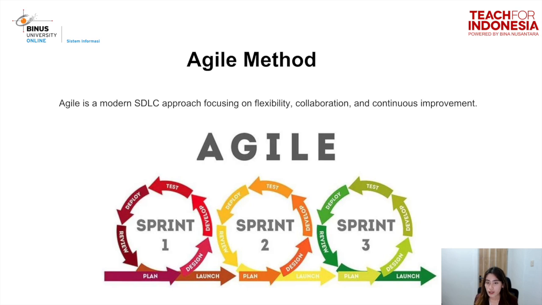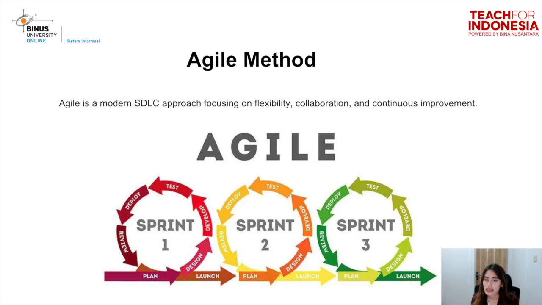Thank you, Helen. Let's move on to Agile. Unlike the waterfall model, which follows a linear process, Agile is more flexible and collaborative. Instead of developing the entire software in one go, Agile breaks the project into smaller parts called sprints. And each sprint usually focuses on specific features or functions.